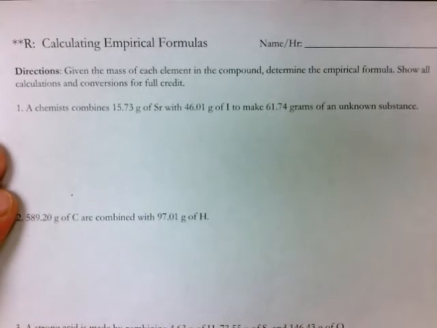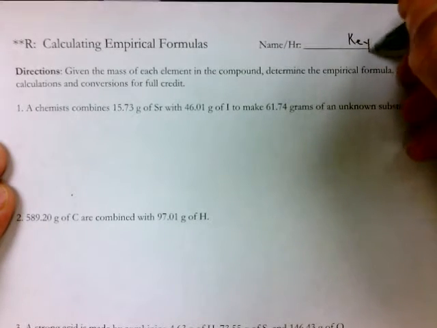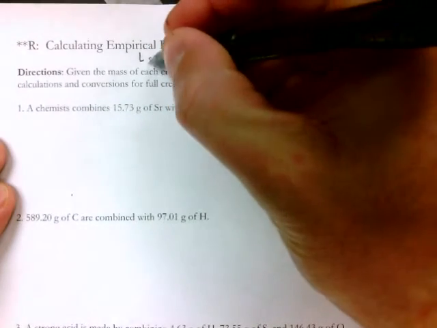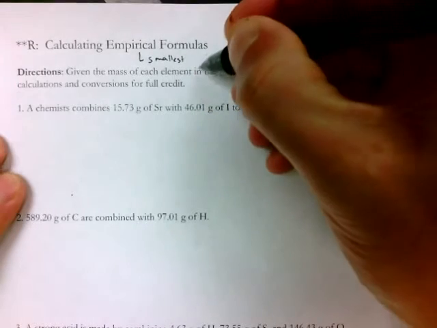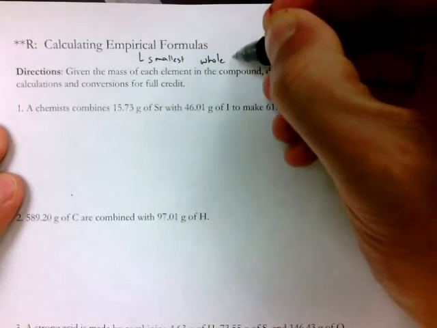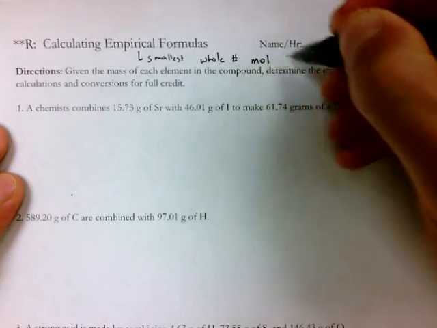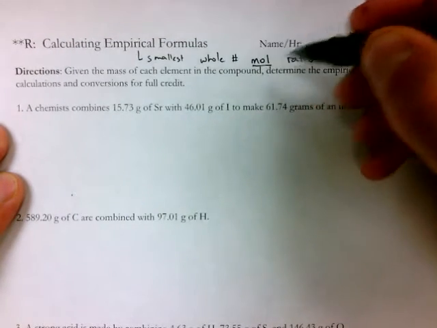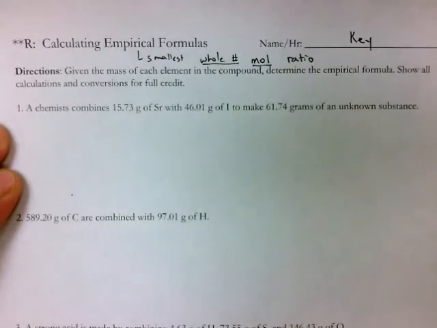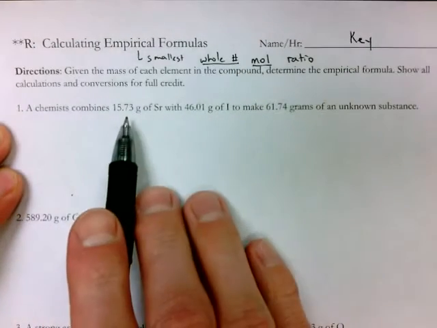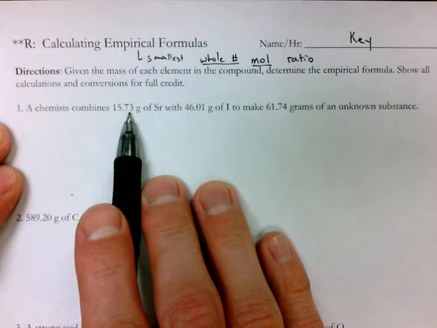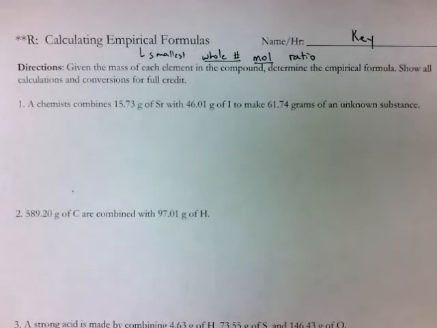This is the answer key for calculating empirical formulas. We need to understand that an empirical formula is the smallest whole number mole ratio, which means that we need to get moles and we need to turn these into whole numbers, which makes these two steps. Inside the problem, we need to take the mass that's provided to us, divide that mass by the molar mass of that atom.